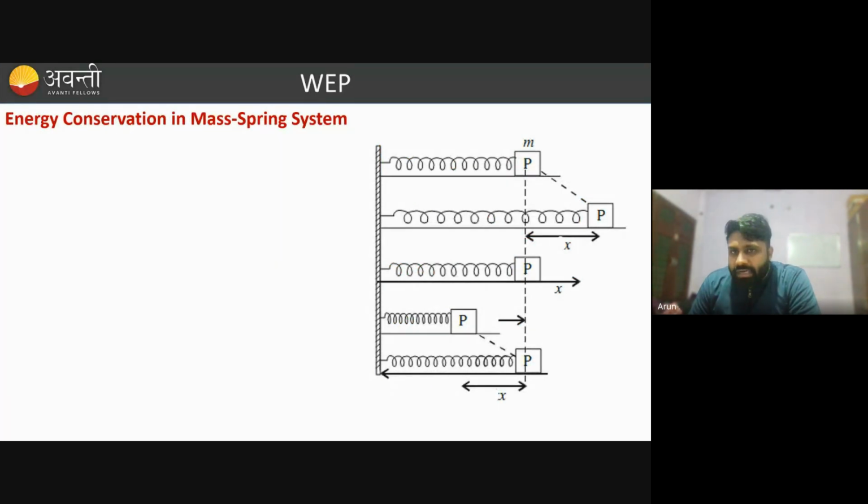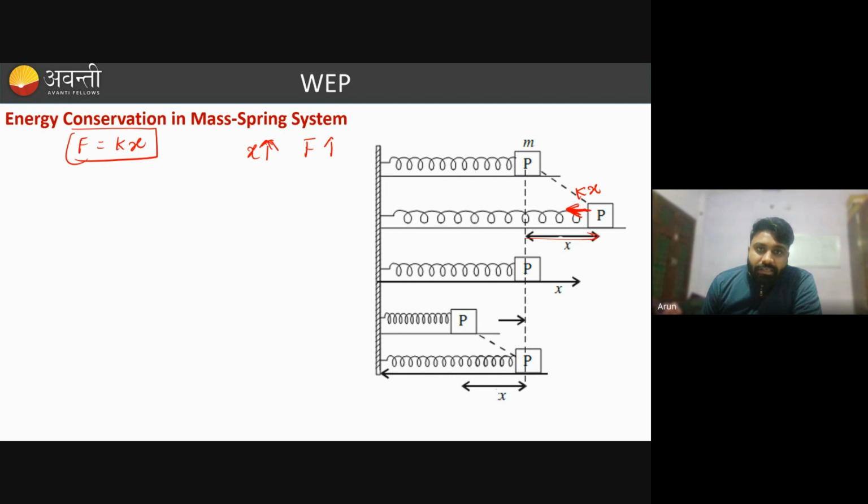Now, energy conservation in a mass-spring system. Here you will see this is the mass we have. We have stretched it by a distance x, so we know that there is a restoring force developed in the spring, which is F equals kx. This is the restoring force developed in the spring opposite to the applied force. It will resist the increase in length, because in the expression you can see, as x increases, as the extension or compression increases, the force will increase.